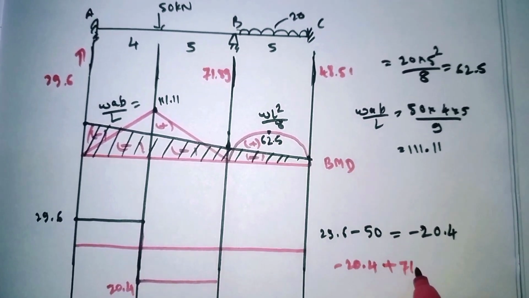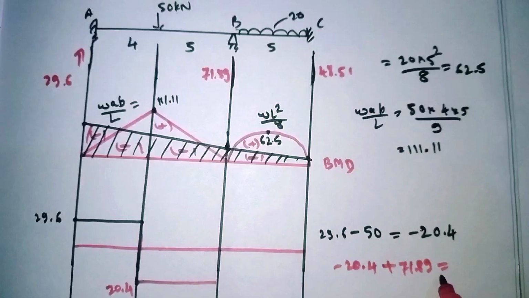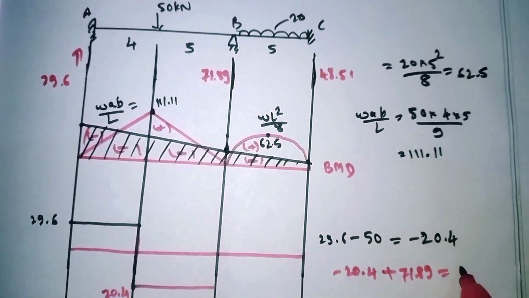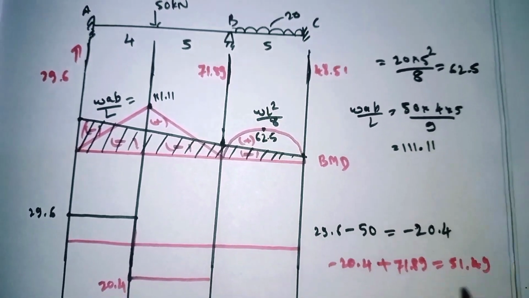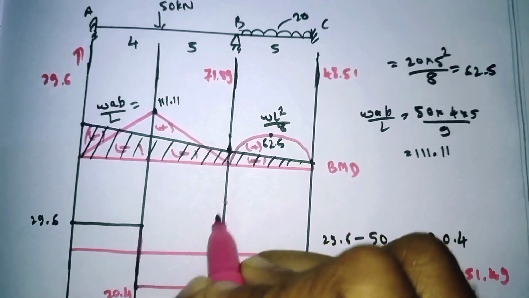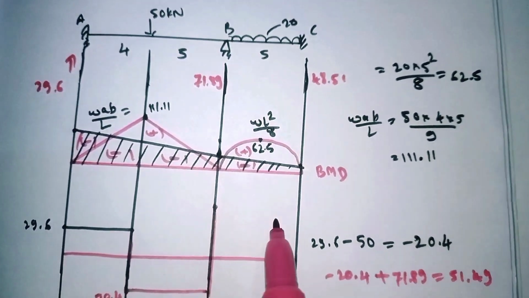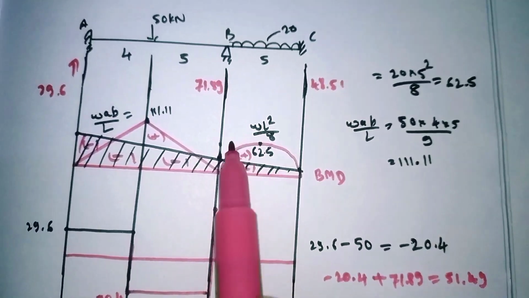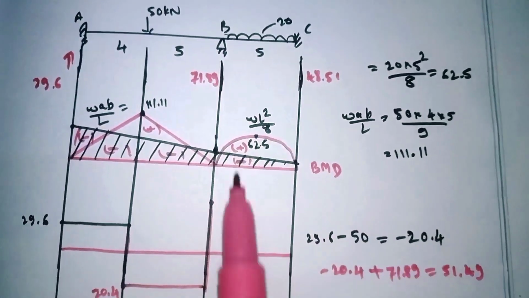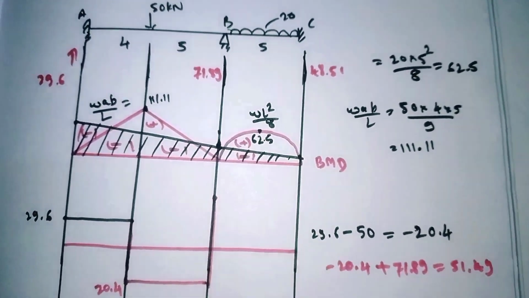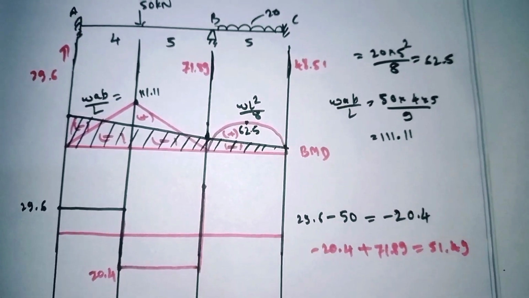plus 71.89. So add it. It will come out as 51.49, a positive value. Positive value means again it will come here, like this. And from here to here, we have one UDL here. So it means it goes minus, it comes here.